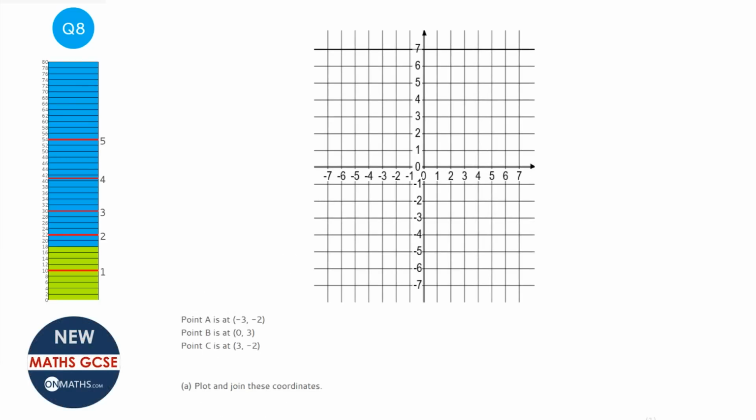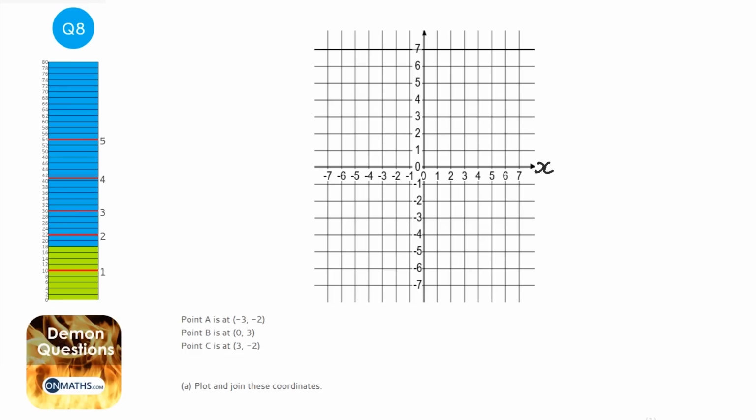Alright, so the first place to start on this is to plot the points. So point A is at -3, -2. So along the corridor and up the stairs, well, we're going across -3 on the x-axis, which is this one here. And then we're going to go down 2 on the y-axis. So it's this one here. A really common mistake is to muddle them up. So as long as you remember you're going across and then up or down, obviously if it's a negative you go down, then you should be fine.